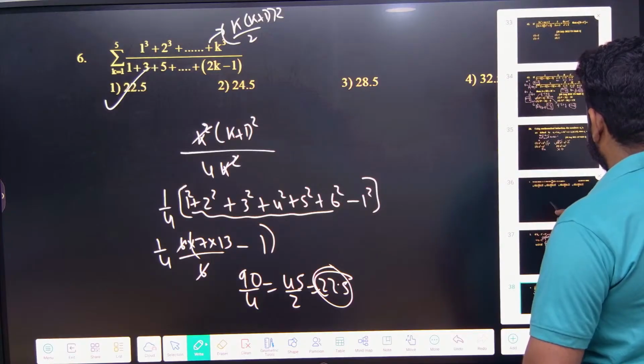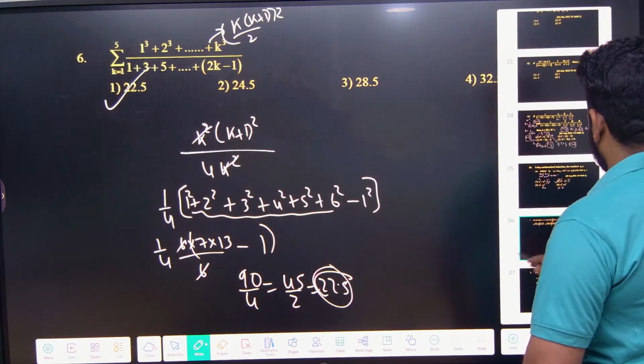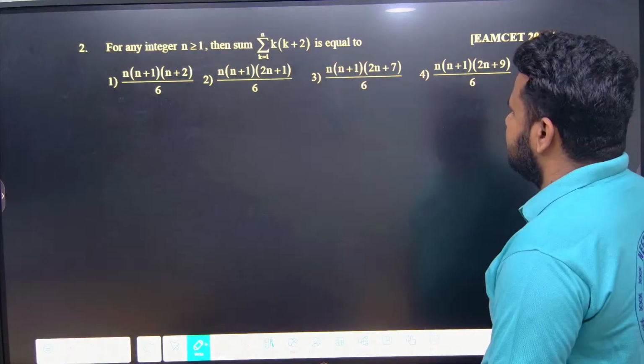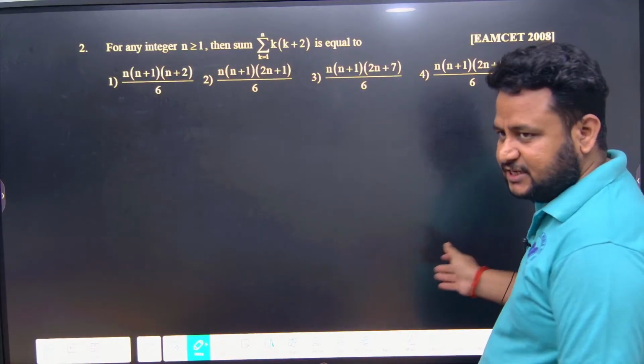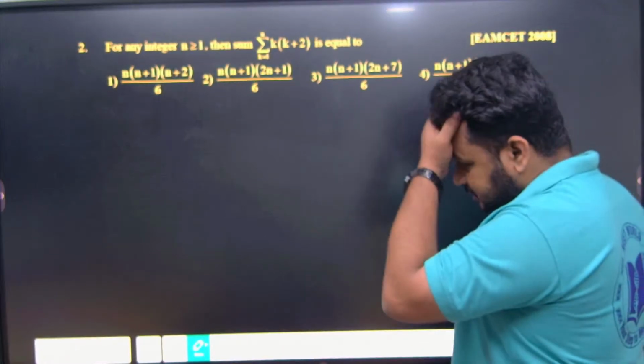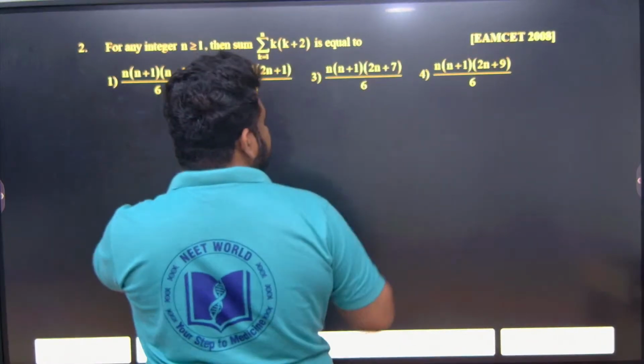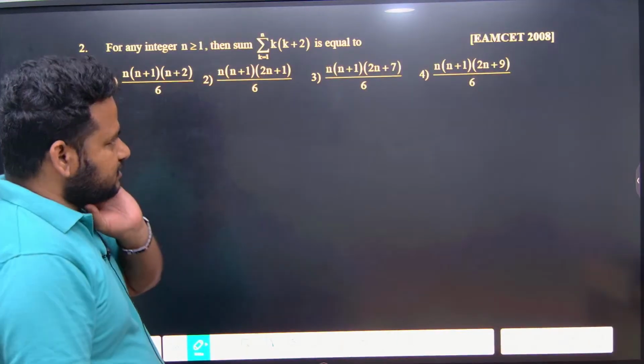Some other questions? Okay, let us take up this question, the last question for the day, on mathematical induction. Some more questions are there which you can practice. I will share the notes with you, like how I shared the previous notes. So this is EAPCET 2008 they asked, then it was called EAPCET.